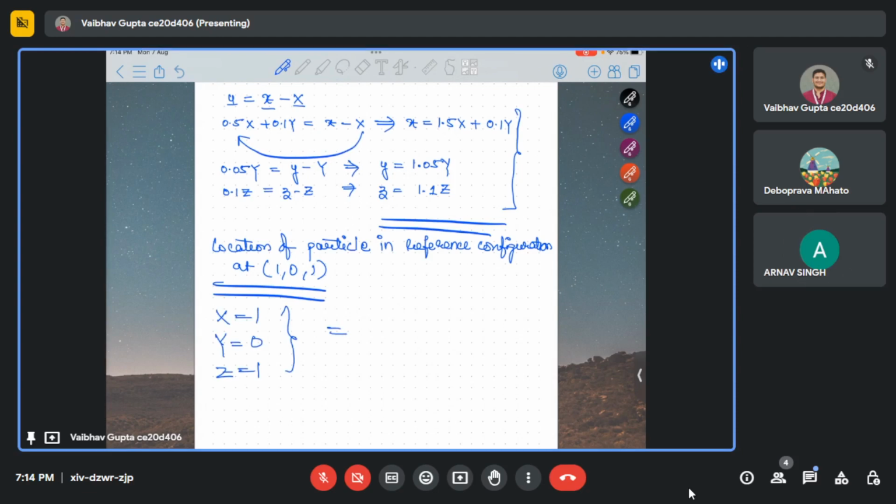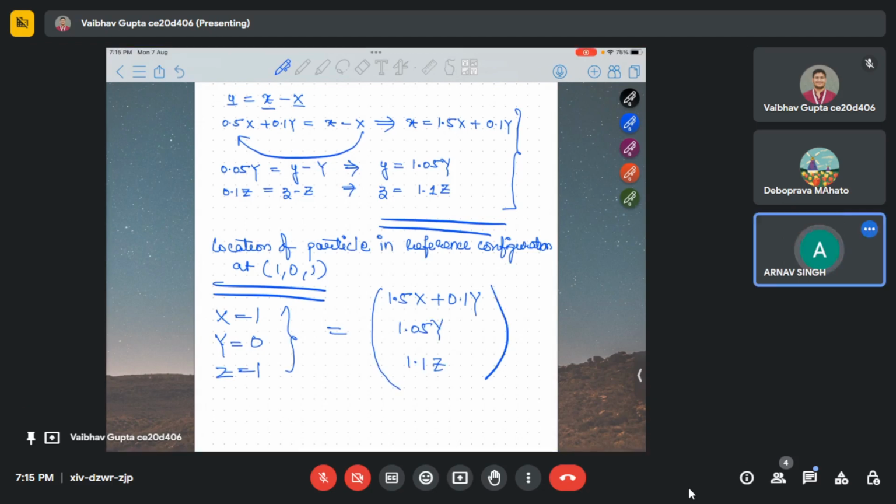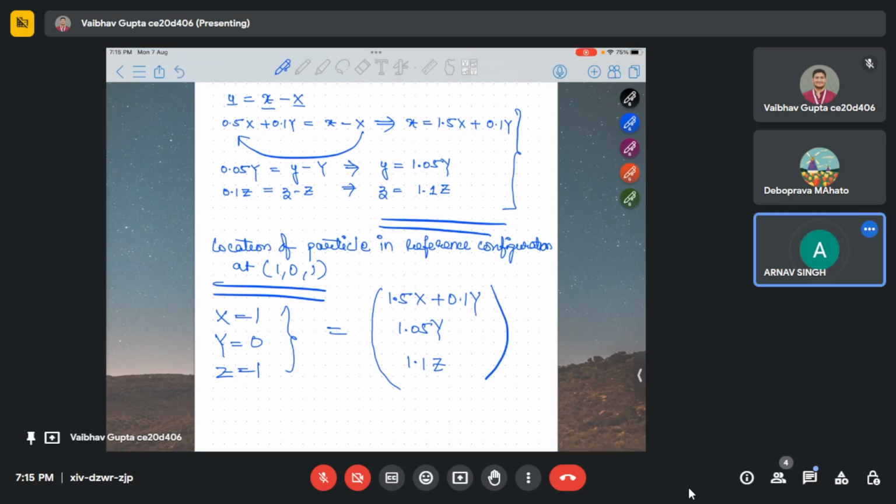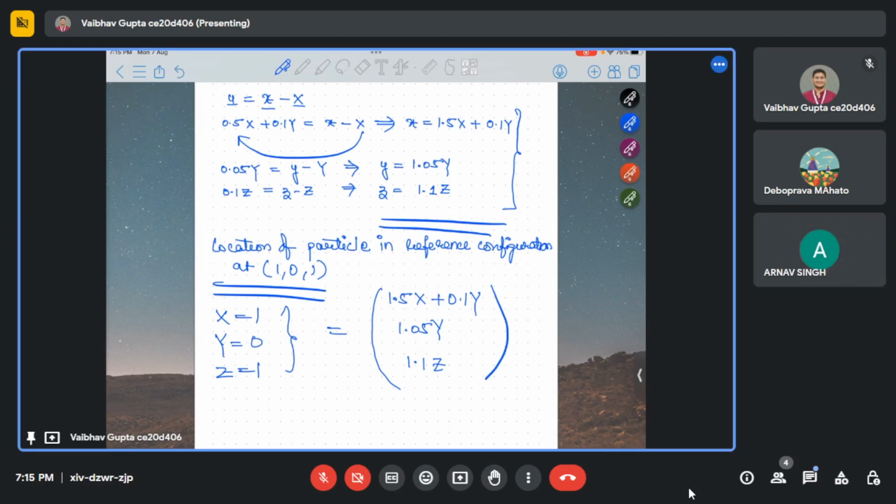In our deformation field, how is it given? 1.5x plus 0.1y, 1.05y, and 1.1. So now put in the values and you will get the location. Got it? Similarly, if they ask for the current configuration, it is the same thing: you just put in the given values of small x, small y, small z. Now you got how to do it?